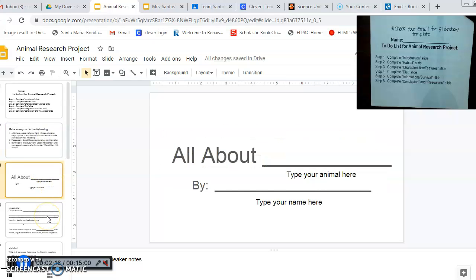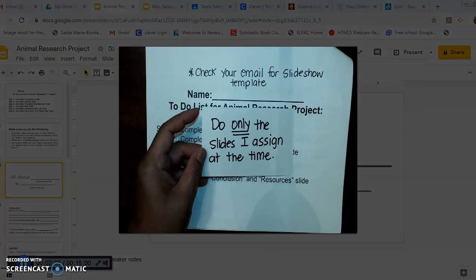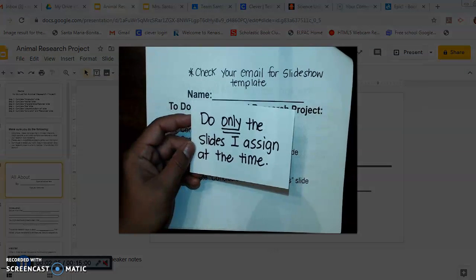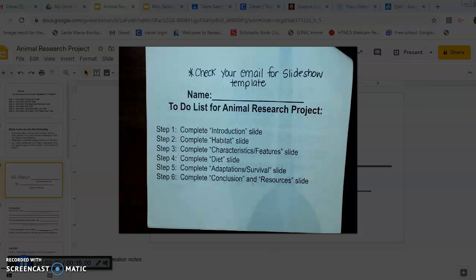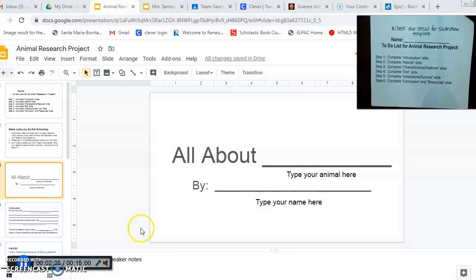And you are only working on the slides that I assign you at the time. All right, boys and girls, please, please, please, only work on the slides that I assign you at the time. Do not complete this whole thing in one day. You will have plenty of time to finish this, I promise, okay? I know you are excited about it, boys and girls. I am excited too. I can't wait to see your slideshow. But let's make sure that we're putting out our very best work, right? Very best work.